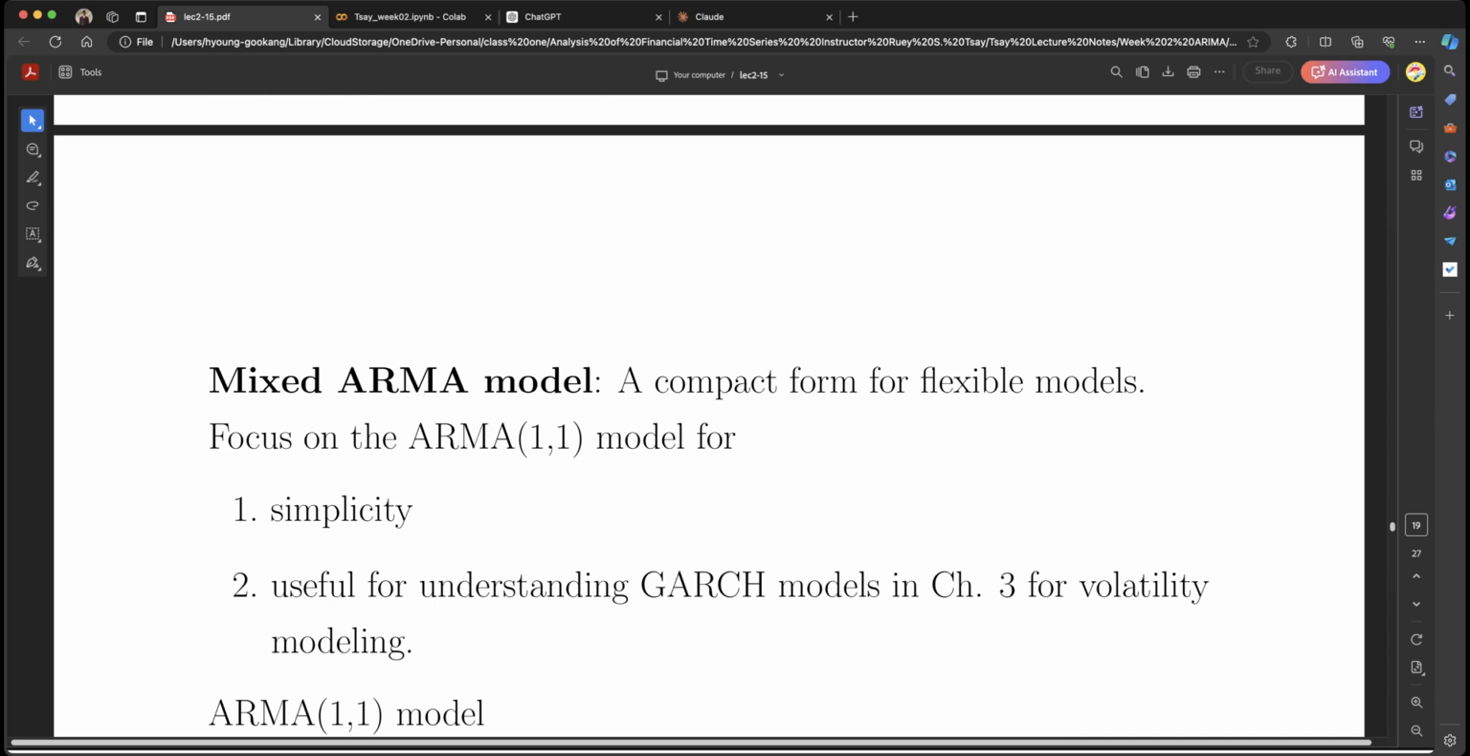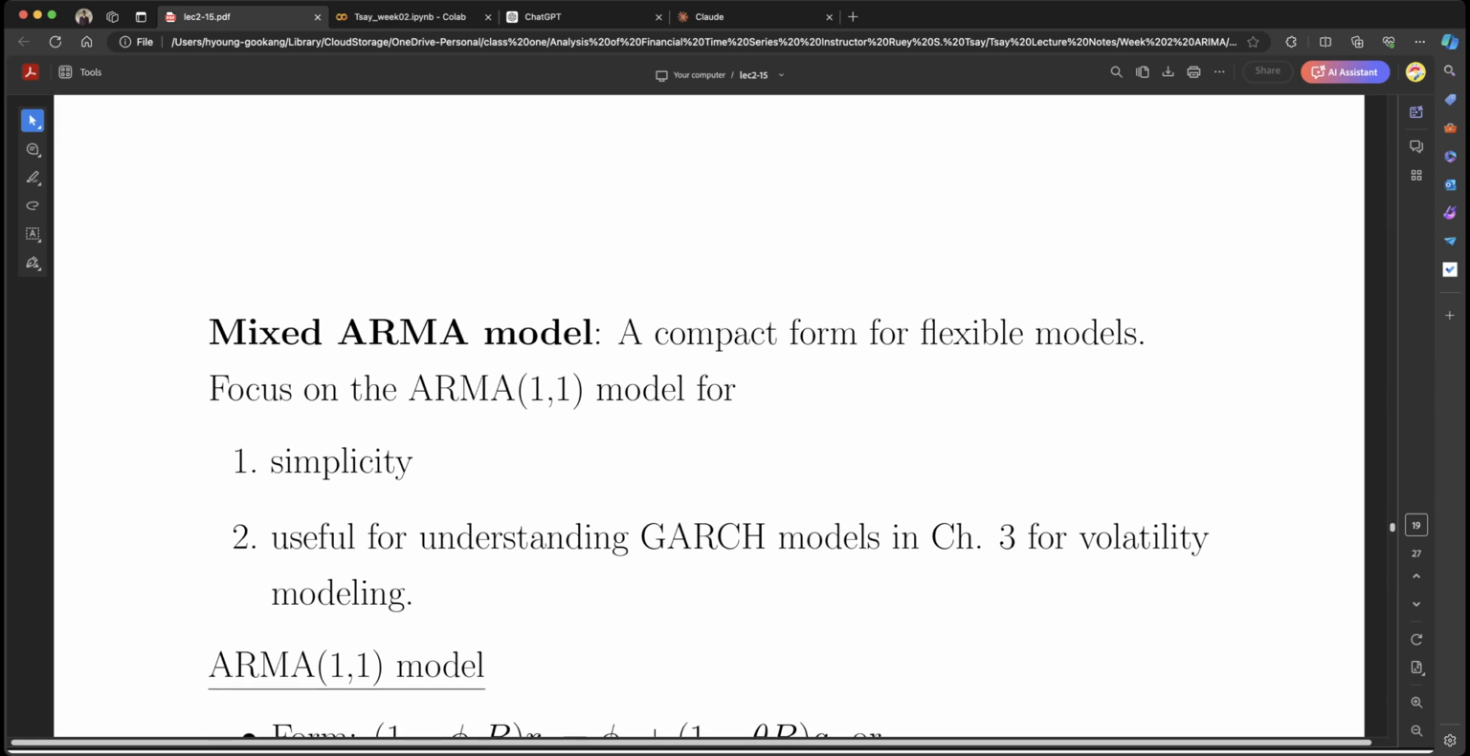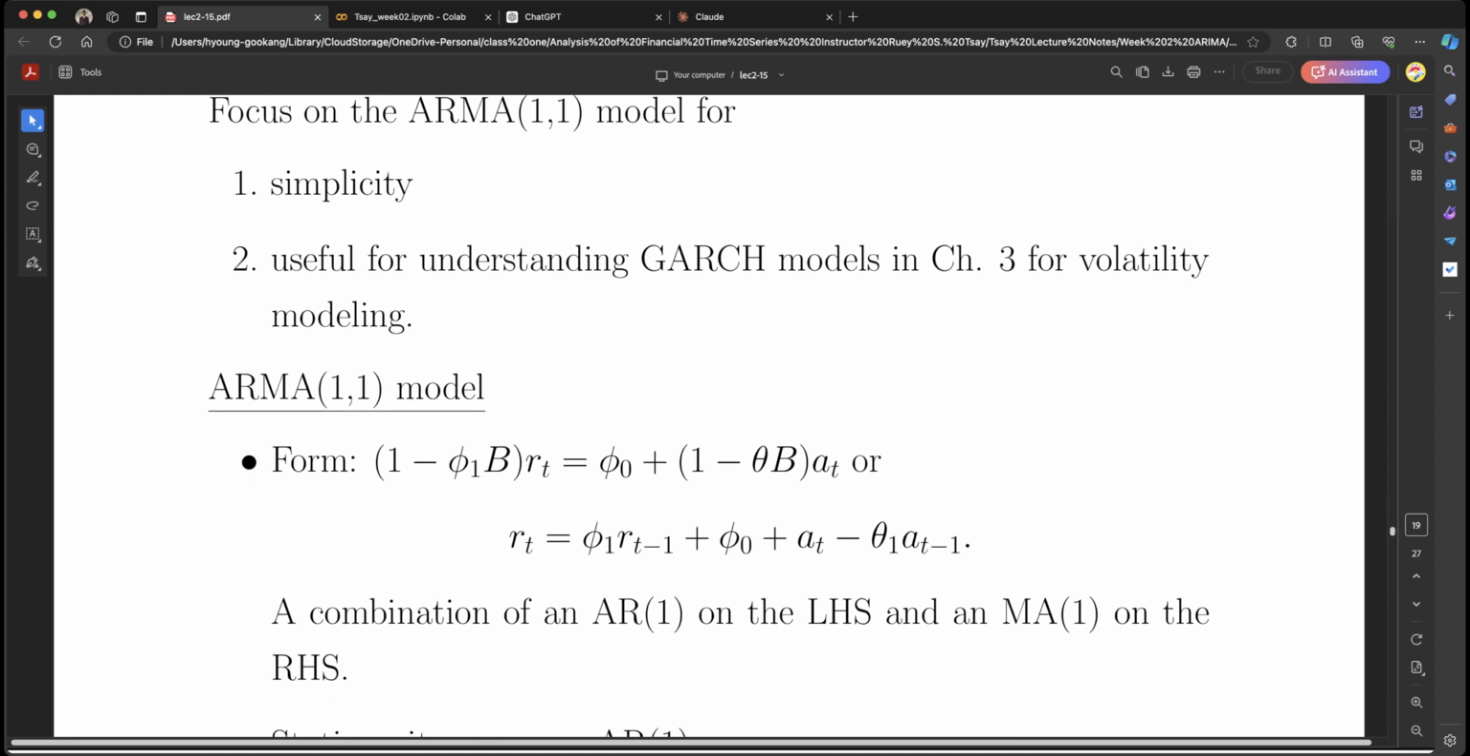Now we can mix the AR model and the MA model. This is the mixed ARMA model. It's a compact and flexible model. Here we focus on the ARMA(1,1) model for simplicity, which is useful for understanding the GARCH model later on. So the ARMA(1,1) model is (1 minus phi 1 B) r_t equals phi 0 plus (1 minus theta 1 B) a_t, like this one. So B r_t is r_{t-1}, B a_t is a_{t-1}, so we solve it and it looks like this. So r_t is phi 0 plus phi 1 r_{t-1} plus a_t minus theta 1 a_{t-1}.